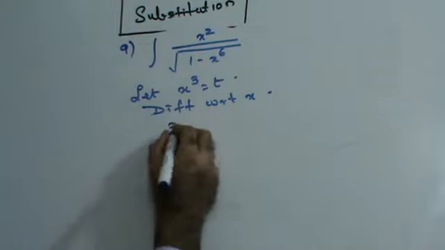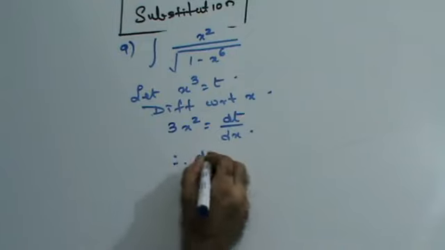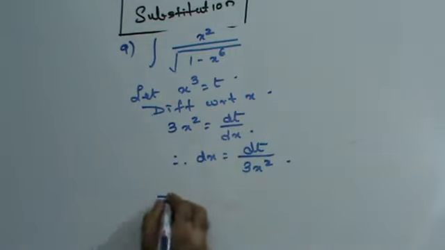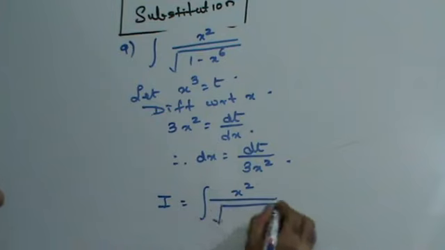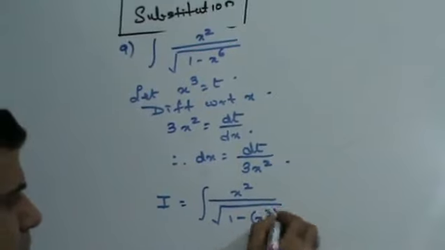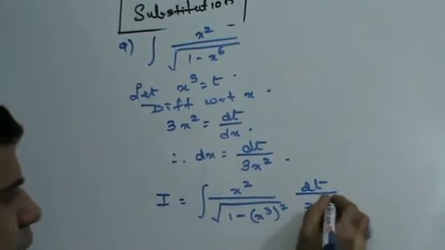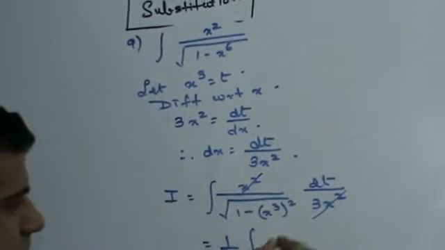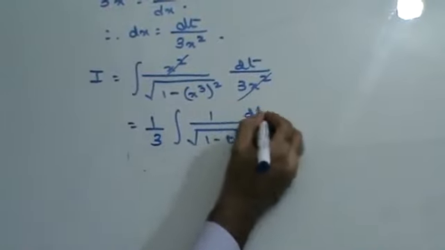Now d by dx of x cube is 3x square, which is dt by dx. Therefore dx is equal to dt upon 3x square. I is the integral of x square upon square root of 1 minus x raised to 6, which can be written as x cube the whole square. Dx can be written as dt upon 3x square. X square gets cancelled. 1 upon 3 integral of 1 upon square root of 1 minus t square dt.